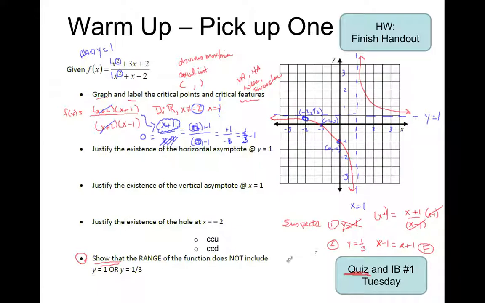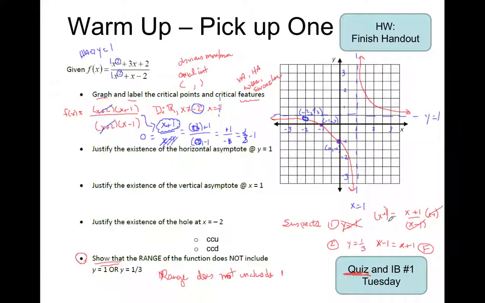Therefore, the range does not include 1. I can't spell. Now let's ask it about 1/3.